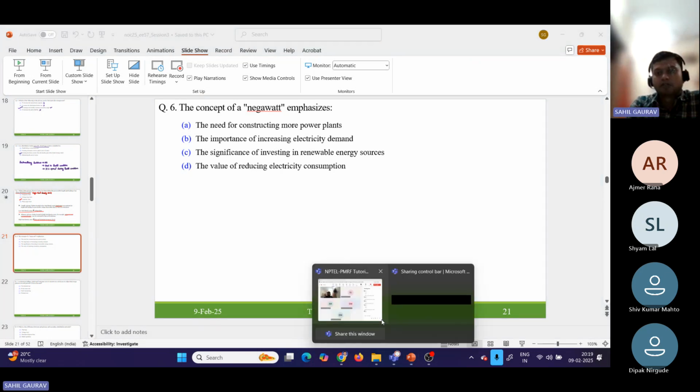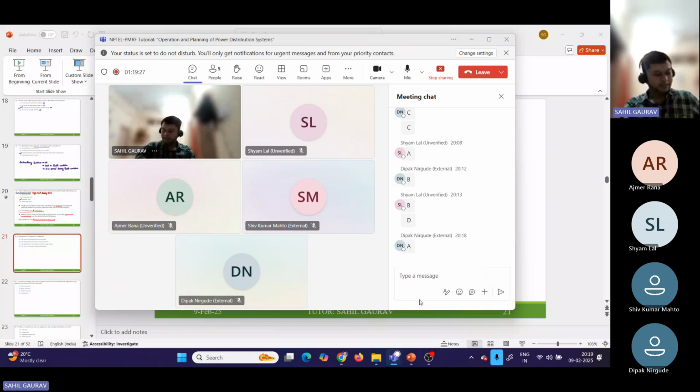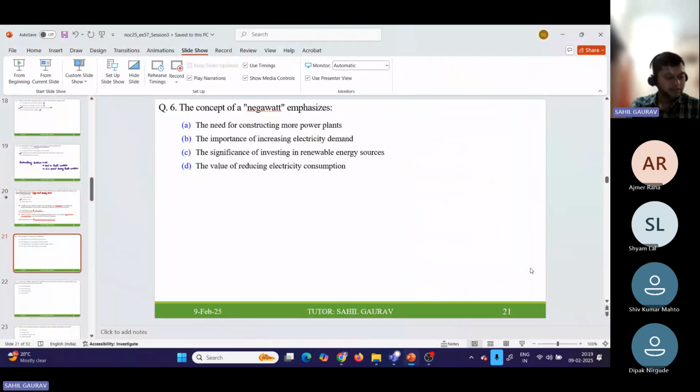Okay, got response. Syam is saying D and Deepak is saying A. Syam, your answer is correct. D is the correct answer. Negawatt means the value of reducing electricity consumption.